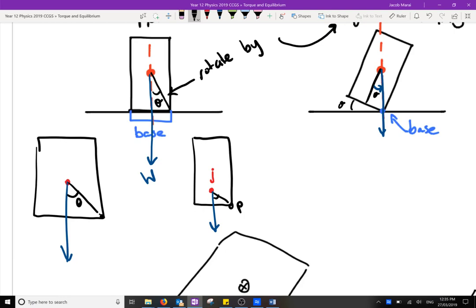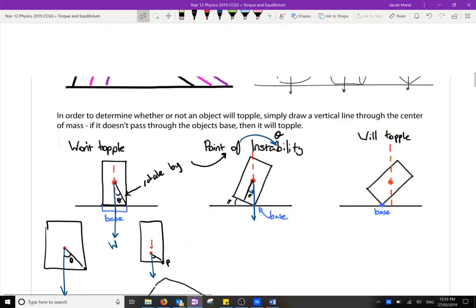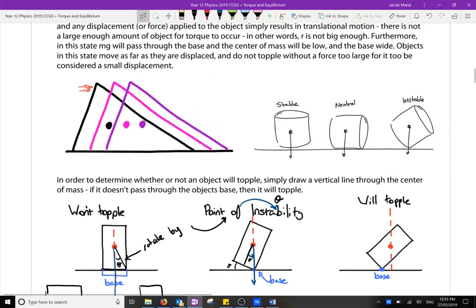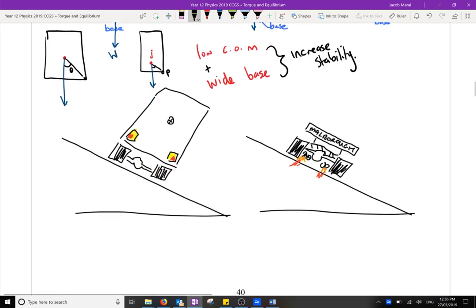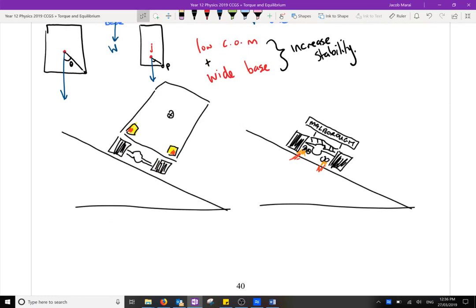And I'm sure it's mentioned somewhere that we want to have a low center of mass plus a wide base, and that will increase stability. Okay? So this is very important when it comes to stacking things in trucks.